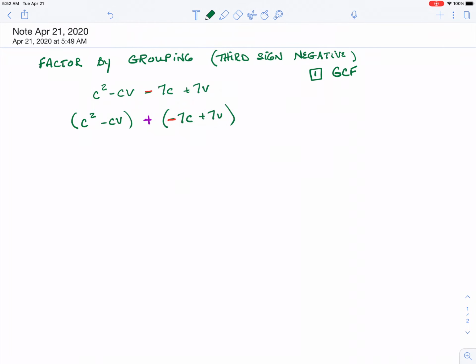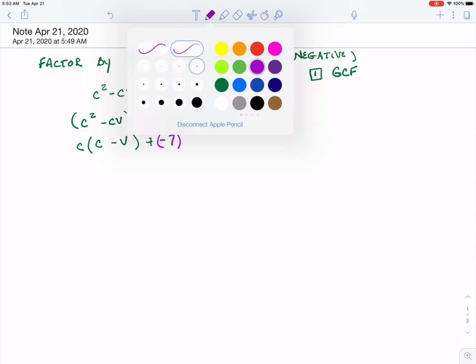So as I look at the first pair, I see a common variable C. And as I look at the second 2, I see a common 7. And generally, we talked about when the first term in the expression you're trying to factor is negative, generally you want to factor out a negative. So I'm going to factor out here a negative 7. Let me put that in parentheses so it doesn't bump up against the plus sign.